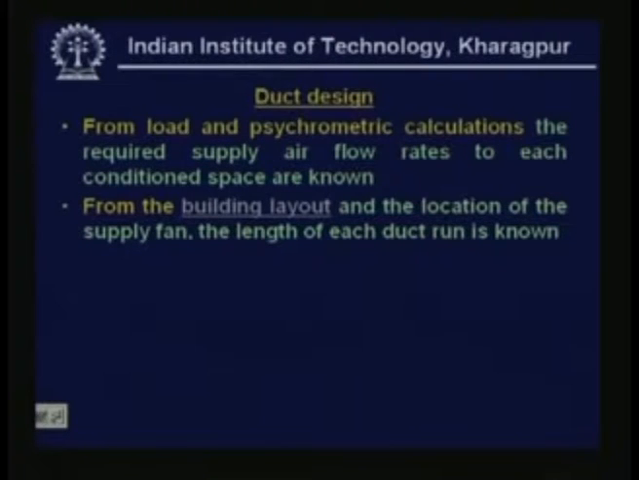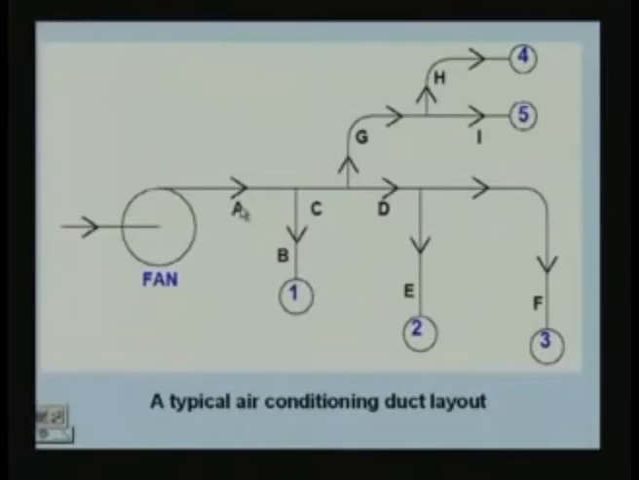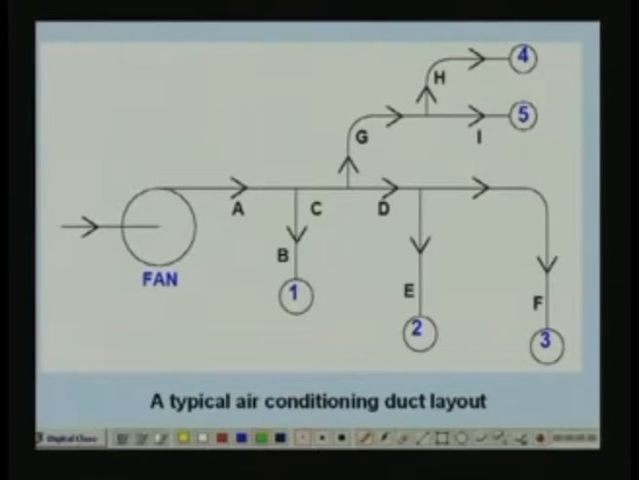For example, let me show a typical building layout. Let us say that this is a typical air conditioning duct layout. We locate, let us say, the plant here. So, you have the fan located somewhere here, and these are the supply air outlets. That means these are the different zones where your conditioned spaces are maintained, let us say. So 1, 2, 3, 4, 5. Okay. So the A, B, C, etc.